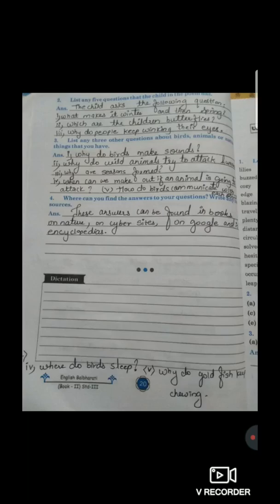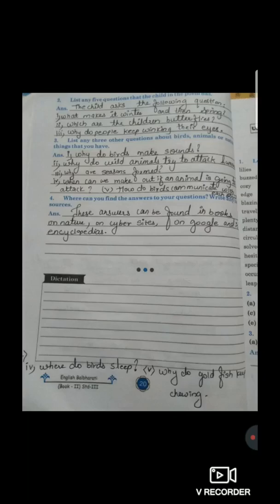So here the fourth question that will be asked by the child is, where do birds sleep? And the fifth one is, why do fish keep chewing? So students, I have completed question number 2 also. Now move to the next question. The question number 3. List any 3 other questions about birds, animals or nature, things that you have.